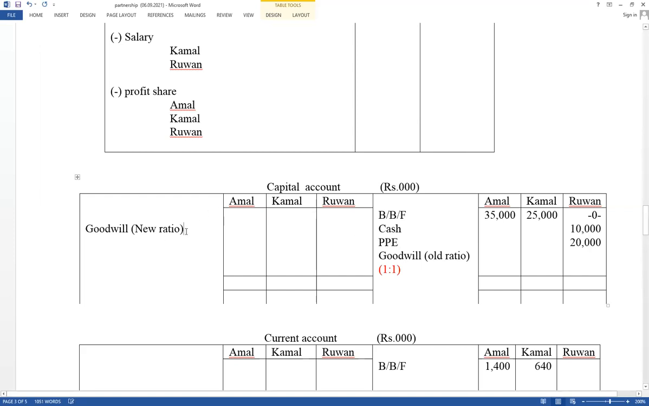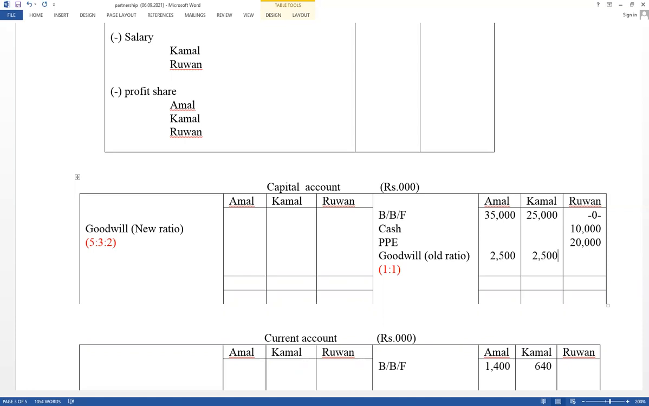And the new ratio is given as 5:3:2, so all three partners are available. Think about the new ratio also. Old ratio credit, new ratio debit. Goodwill of the partnership equals 5,000. Now think about 5,000 shared equally between two partners. Therefore, 2,500 as well as 2,500.